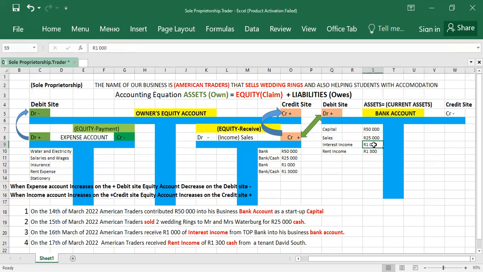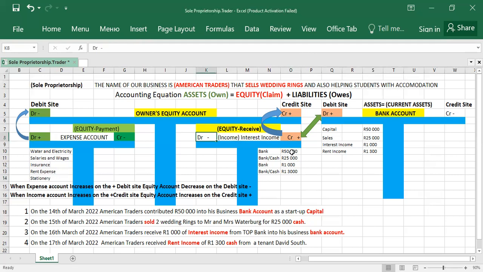Let us go and also credit our income account. Now we are going to open another account of what? Of interest income under owner's equity, specifically under income account. Interest income. Now, when we open the interest income account, we all know that all our income accounts increase on the credit side. The interest income account increases on the credit side and decreases on the debit side.